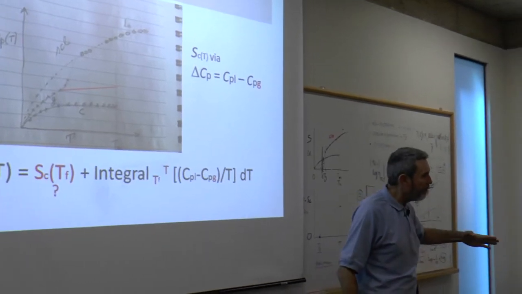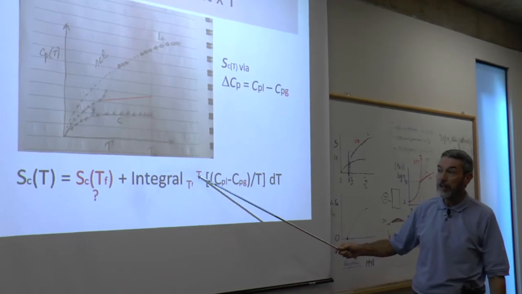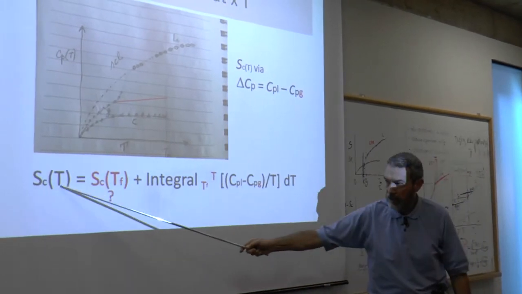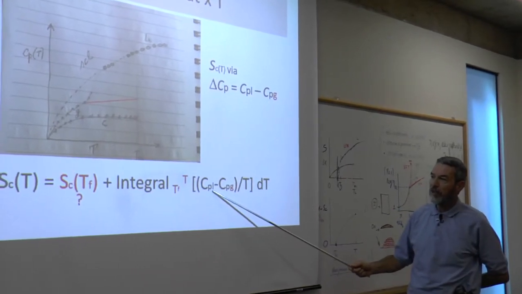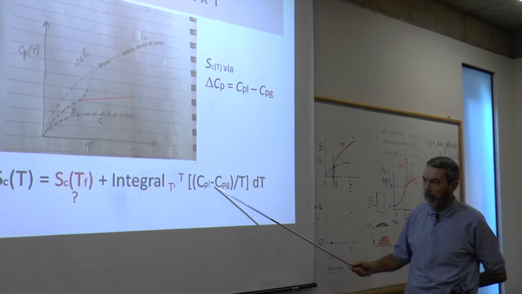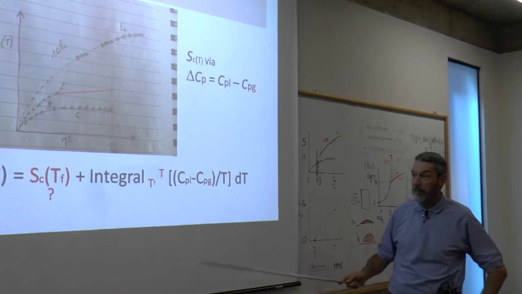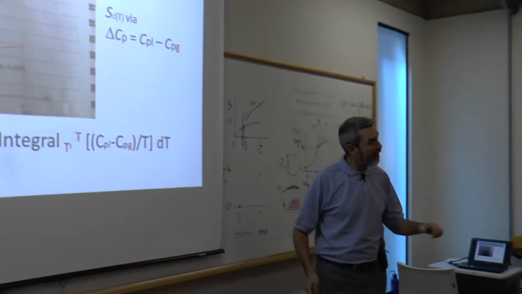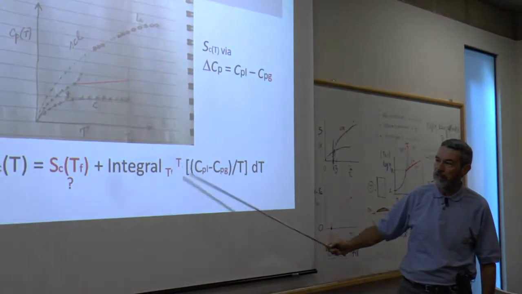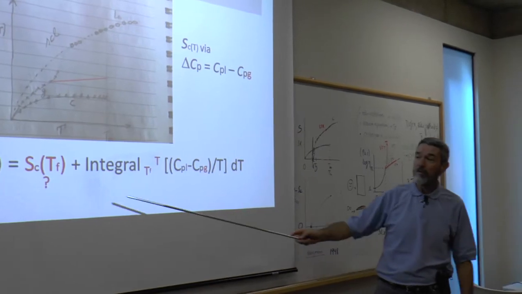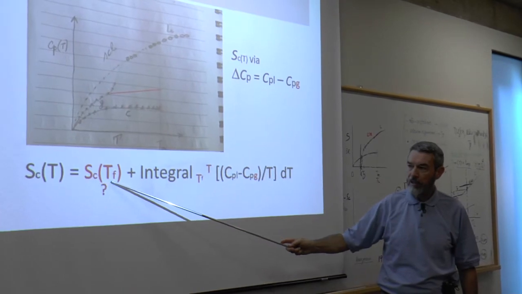Tf is the fictive temperature of the glass, plus an integral from Tf to T, where T is the actual temperature we are studying, of the difference of the specific heat of the liquid, the supercooled liquid, minus the specific heat of the glass. So this takes out the vibrational part and leaves only the configurational part. And we integrate this from Tf to T. However, it's not so simple to calculate the configurational entropy at Tf.